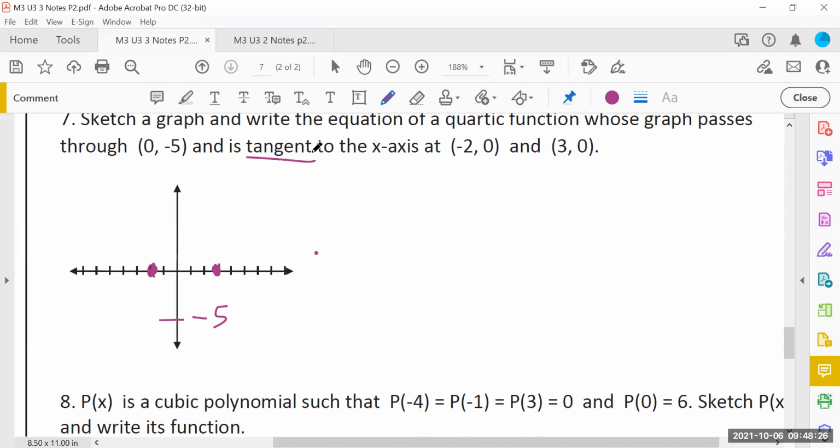Anybody learn, again, last year was crazy. Normally, about half the class remembers hearing tangent last year in math 2. Anybody remember the word tangent from last year? Okay, about the same. Anybody remember what it means?